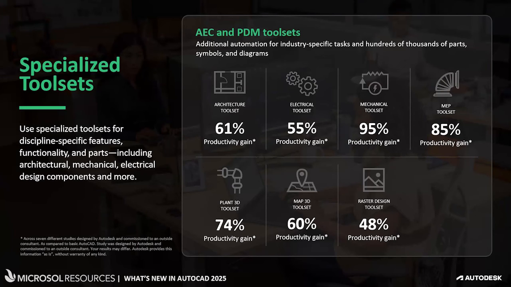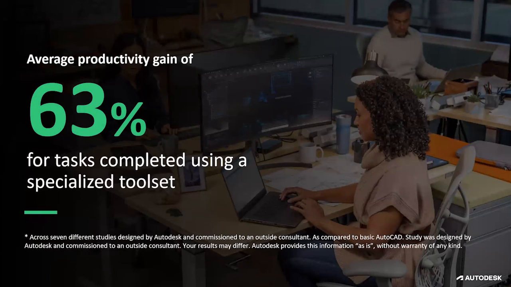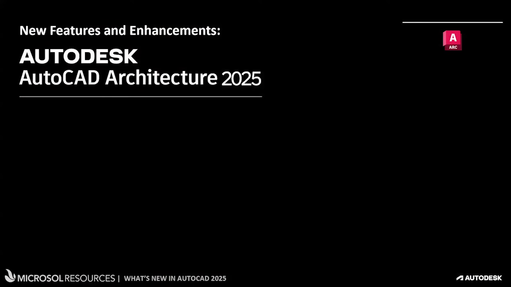As you can see, each of these toolsets offers a significant percentage of productivity gain, but on average, teams using specialized AutoCAD applications or toolsets have reported a 63% productivity gain in design and drafting workflows. Now let's look at the new features available in the 2025 releases of each of these applications. Starting with AutoCAD Architecture 2025. This release includes the following enhancements.